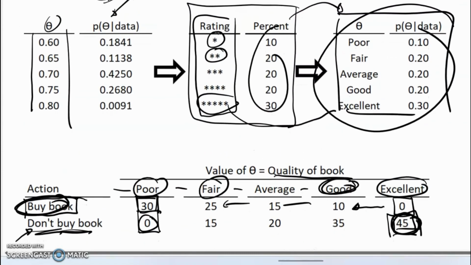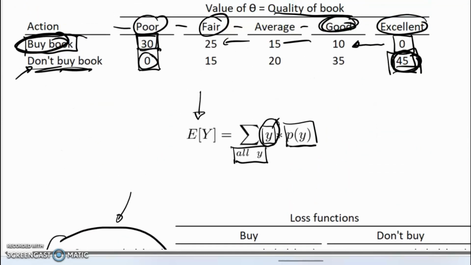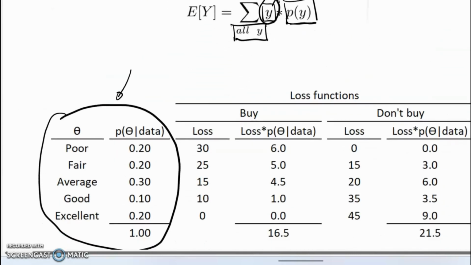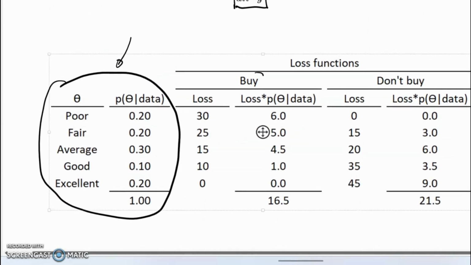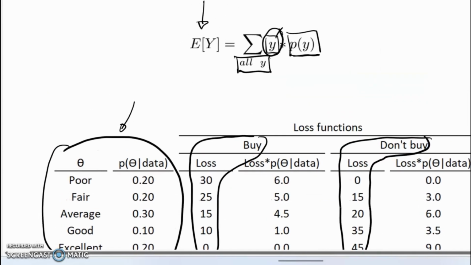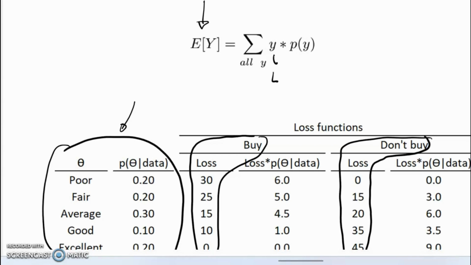So we're going to begin with our posterior. There was our posterior there. I've just moved it here. And then we've got our loss functions there and our loss functions there. And I've just moved them here. There's the loss function for buying the book. And there's the loss function for not buying the book. And then what we're going to do here is multiply the loss times the probability of theta given data.